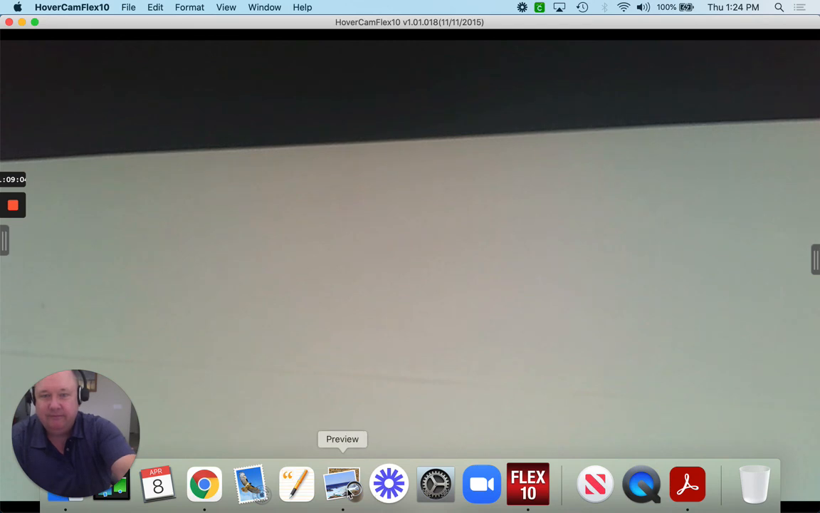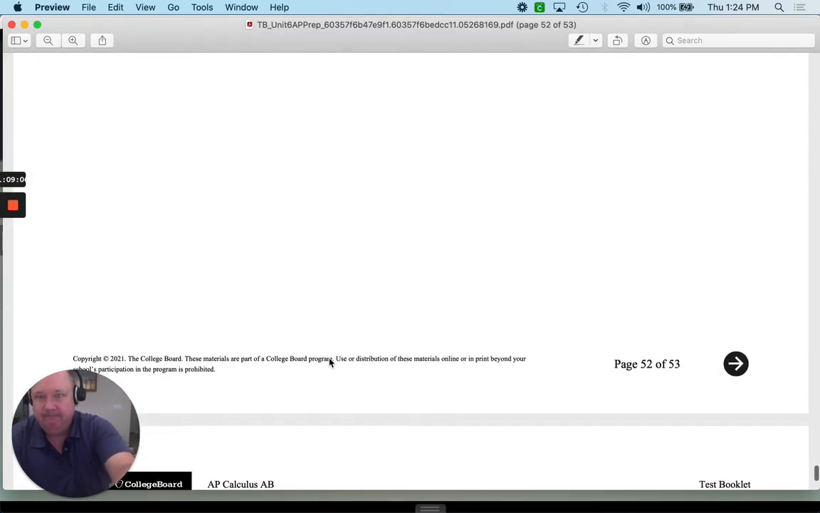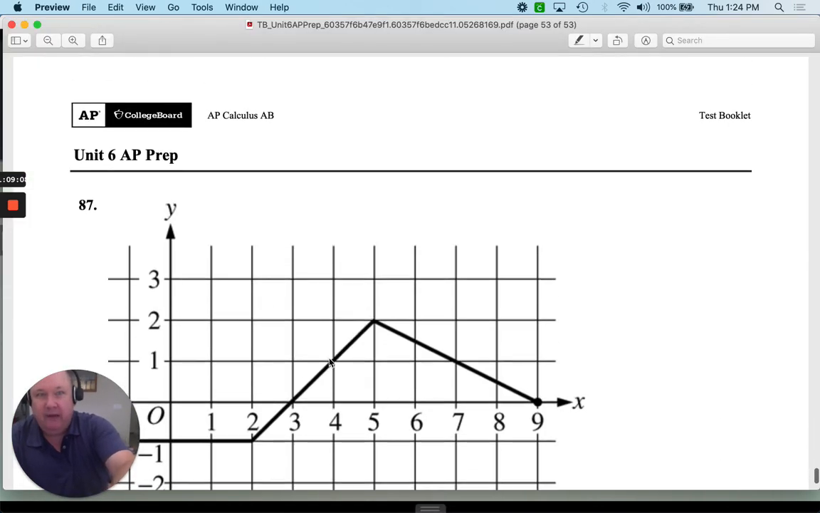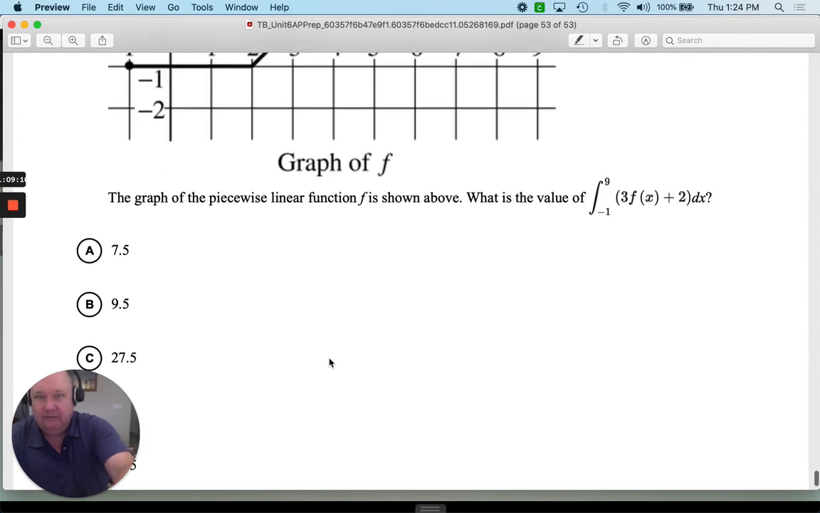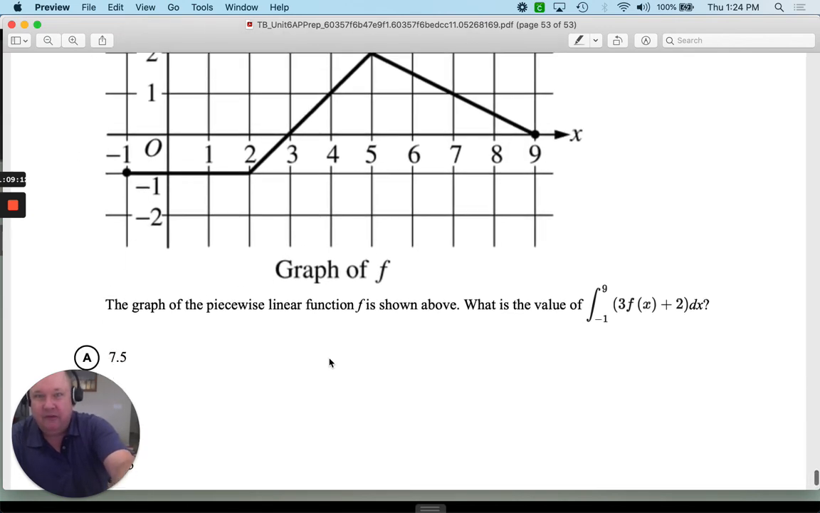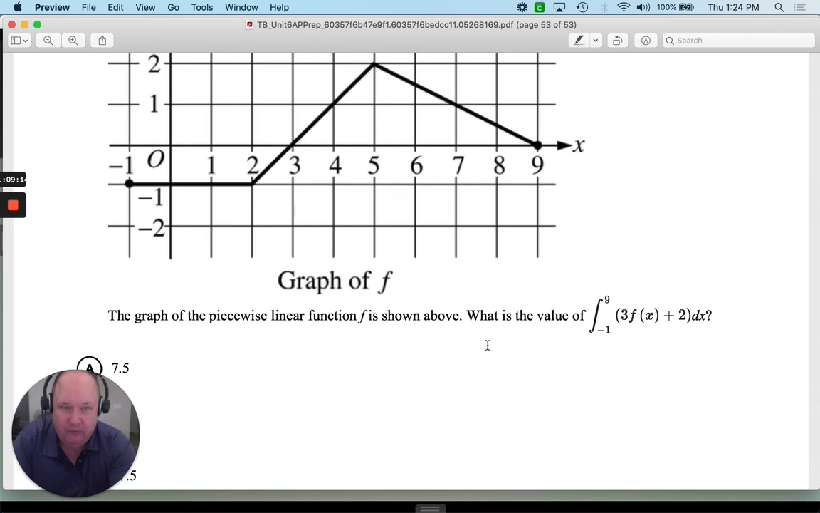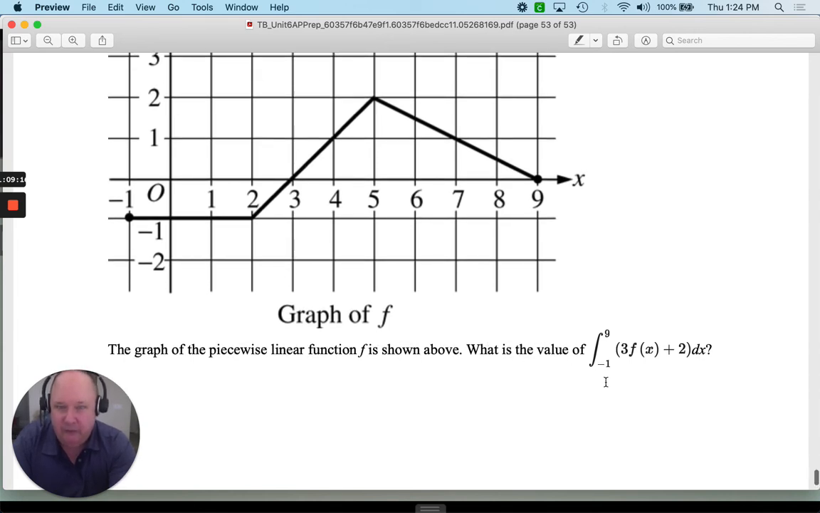87. We're there. So 87, the last one, it says the graph of a piecewise function is shown there. What's the value from -1 to 9 of this? And it goes 3 times f at x plus 2. So I'm going to rewrite this using properties of integration. So because it's adding, I can separate them.